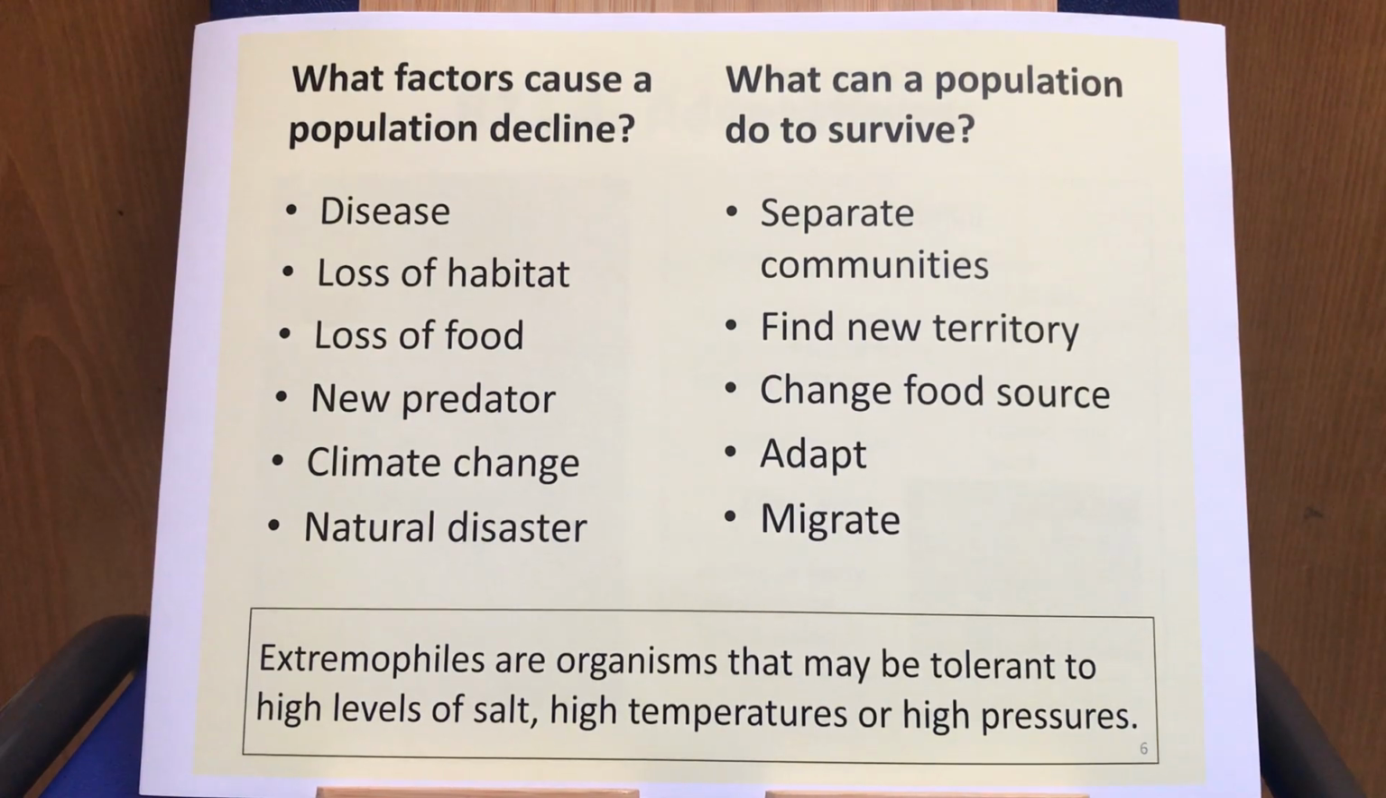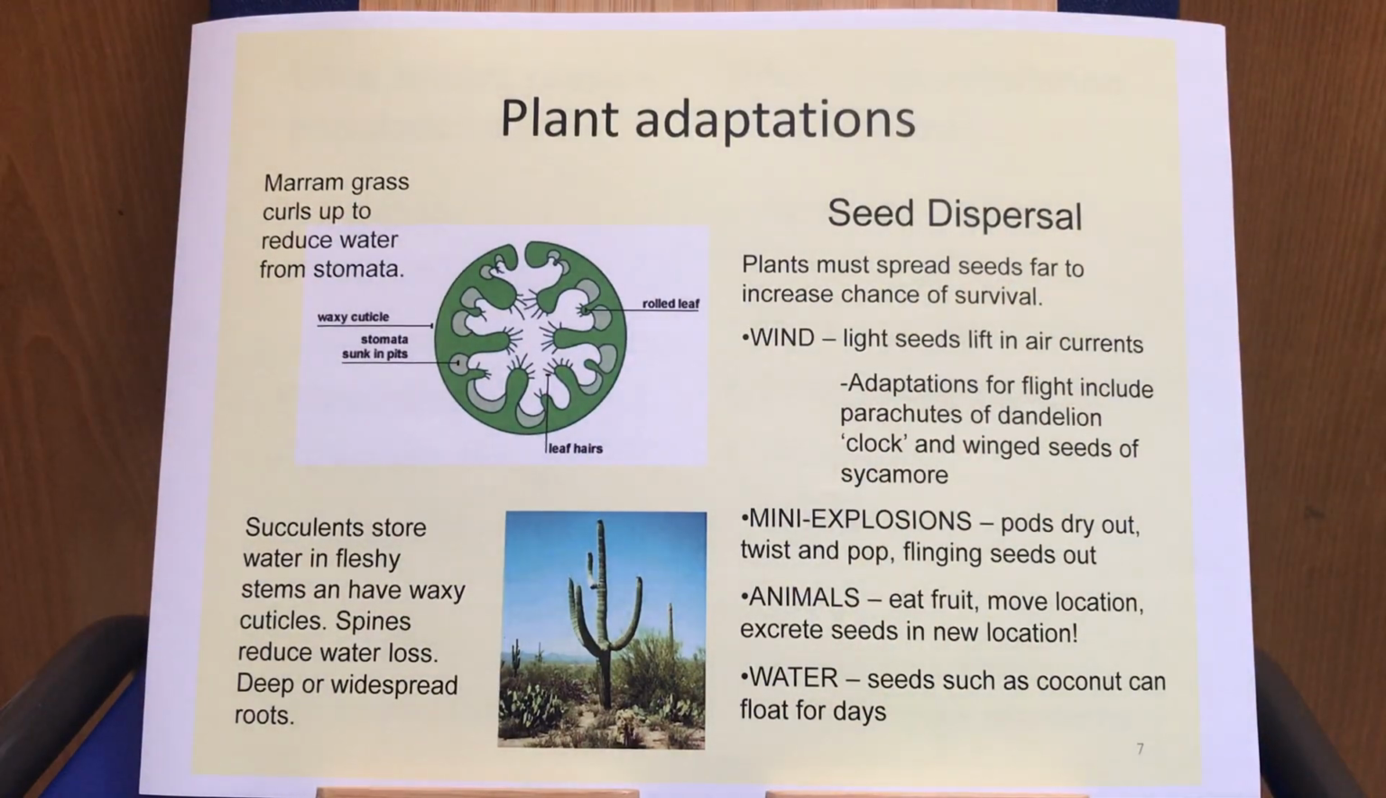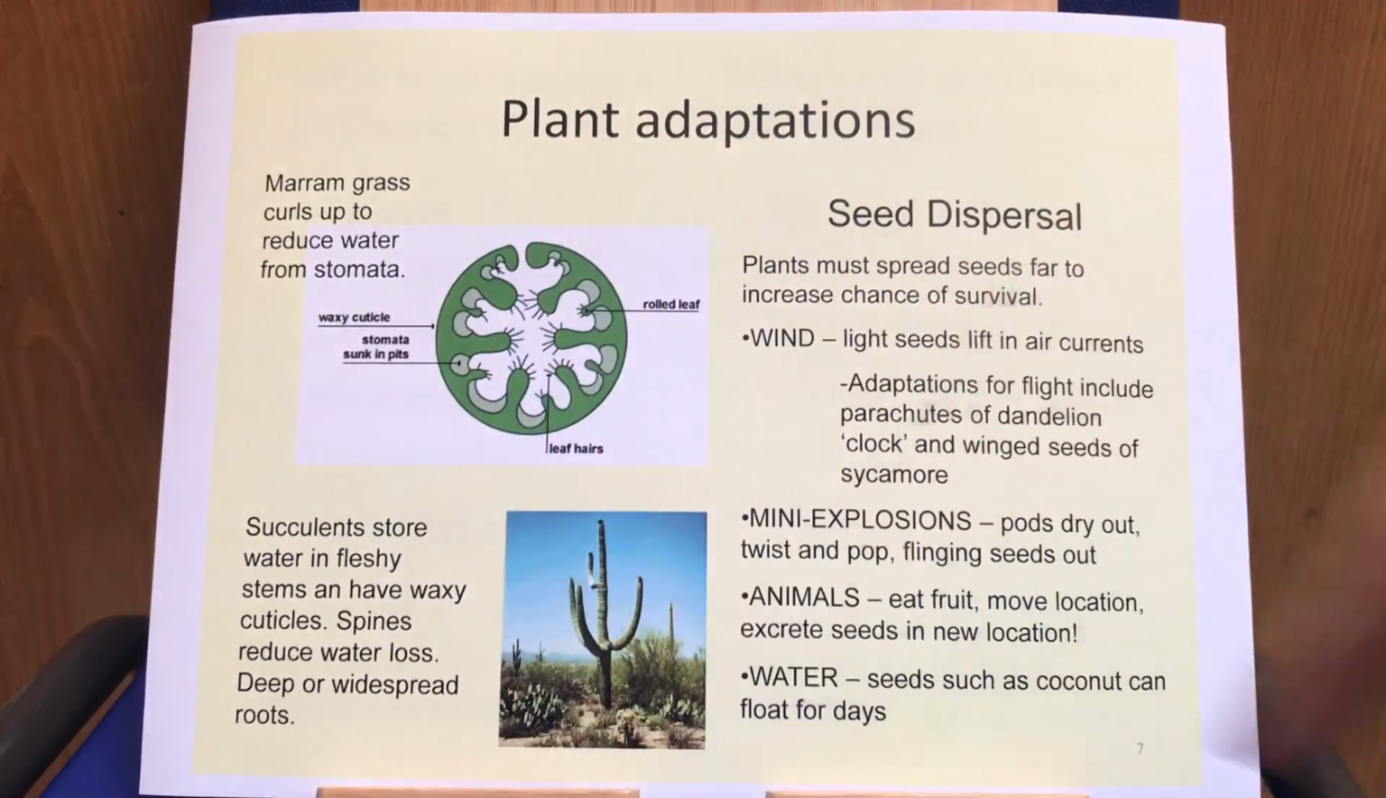Let's look at some plant adaptations. So the picture at the top there is marram grass. That's found on sand dunes. And what we can see there is that the upper surface of the leaf is actually on the outside here. That's got the waxy cuticle to stop water loss.